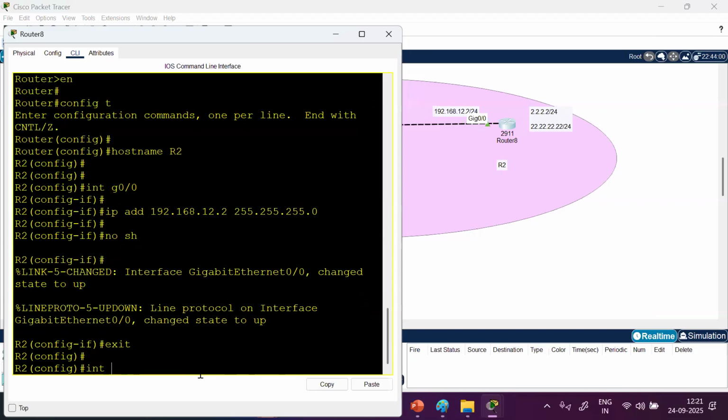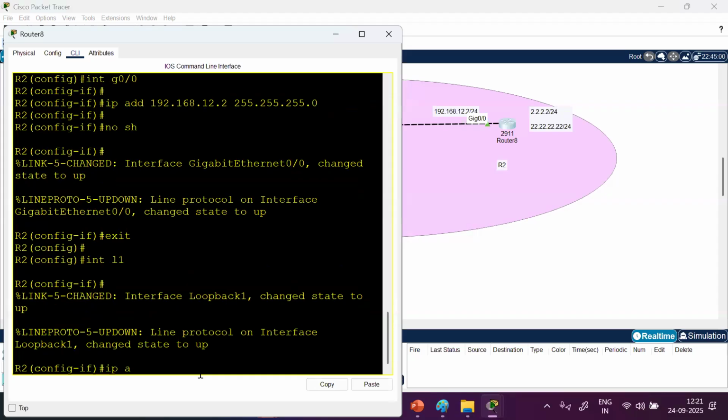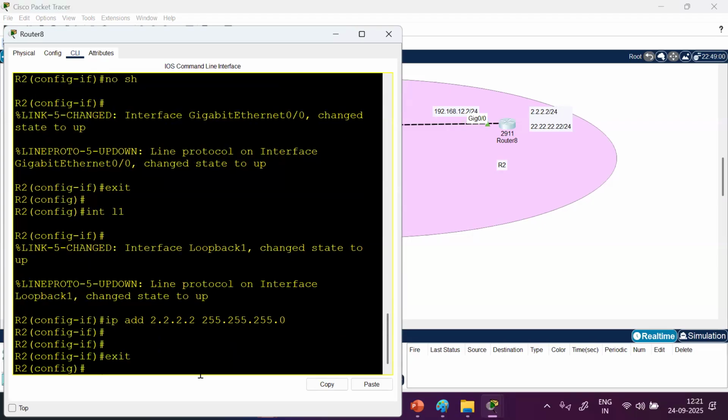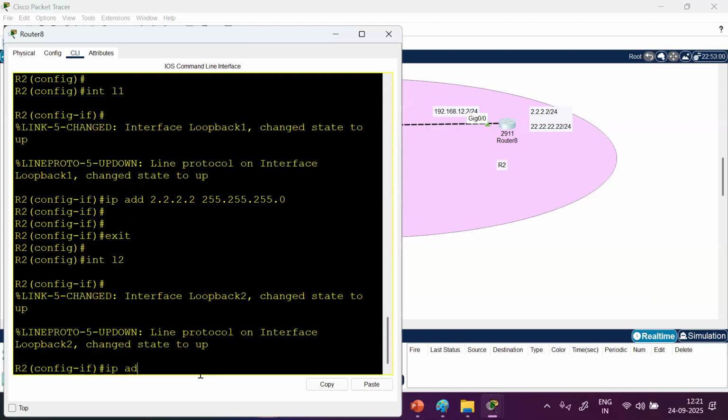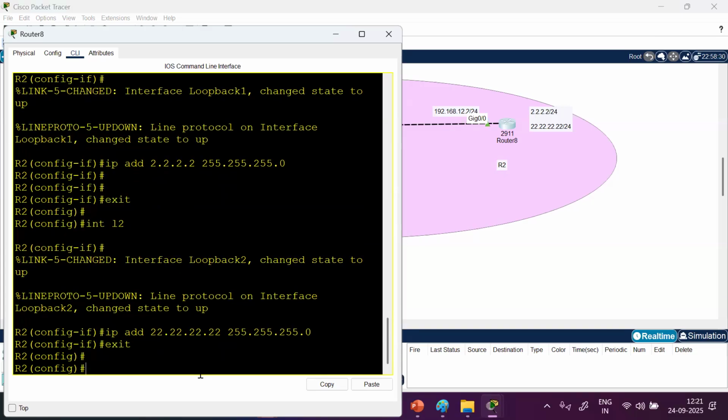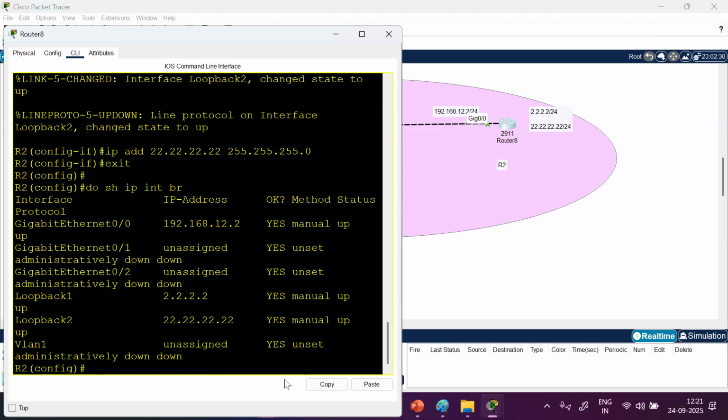Then interface loopback 1. What is the IP address? 2.2.2.2, 255.255.255.0. Give exit. Then interface loopback 2. IP address is what? 22.22.22.22, 255.255.255.0. Give exit. Done till here. Verify: do show ip interface brief.